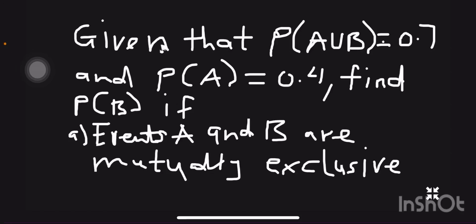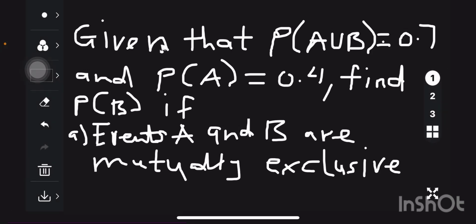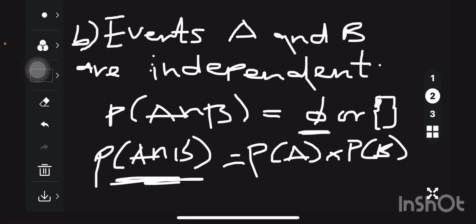The question says, given that the probability of A union B is 0.7 and the probability of A is 0.4, find the probability of B if (a) events A and B are mutually exclusive, and (b) events A and B are independent. So let's start with the first one.